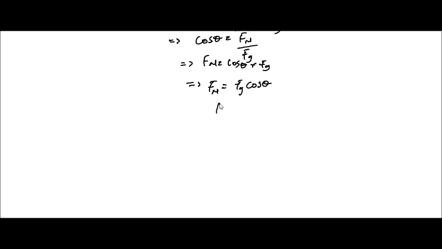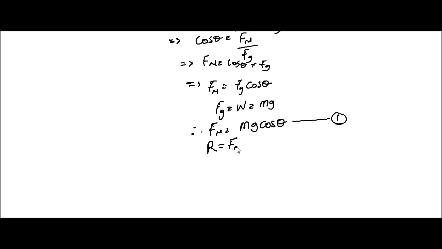Now don't forget that F subscript G is the same thing as weight, which is equal to mass times acceleration due to gravity. So therefore we can say F subscript N is equal to mg cos theta. So let me call this equation 1. In some cases they use R in place of F subscript N, so we can say R is equal to F subscript N, which is equal to mg cos theta. So that is the normal component of the particular force.